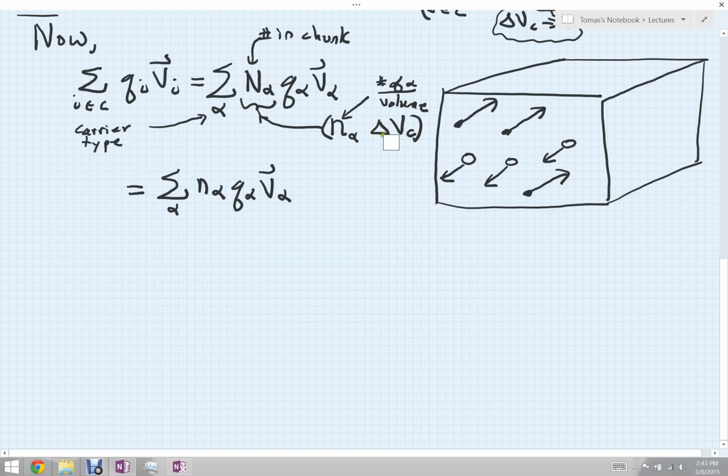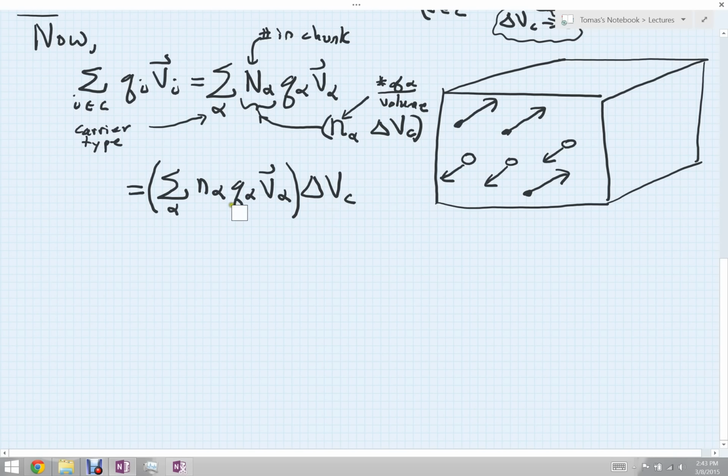But the volume of that chunk, again, is a constant, right? It doesn't depend on my particular carrier type. It's just the volume of this overall chunk. So it being a constant, I could pull that out of the sum, and I now have something that multiplies the volume of my chunk, which is very nice because that will be very useful later when I want to turn this into some kind of an integral.